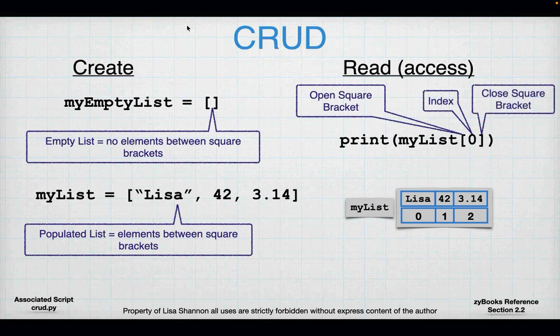So how do I get at the word Lisa from my list? I know I've got three elements in a list, but programmatically, I need to know how to get to that first element. Well, the way we do that is to use the variable that contains the list, and in this case, that variable name is myList. Directly after the variable name, there is an open square bracket. There is the index, that number associated with the element that I want to get, and a closing square bracket.